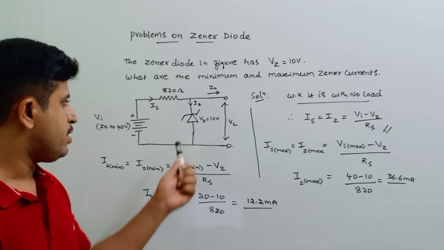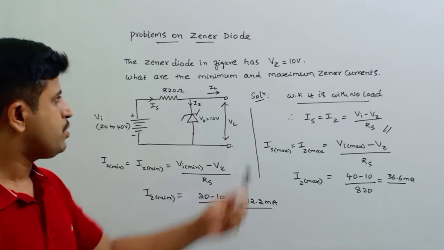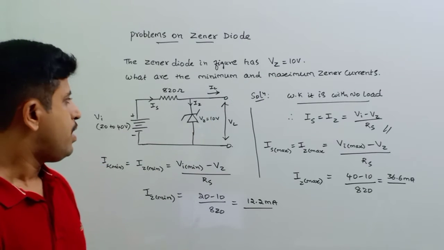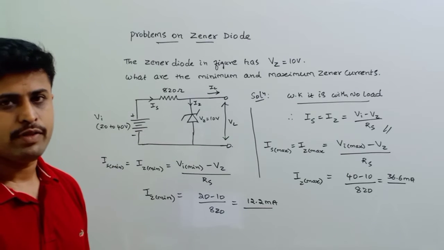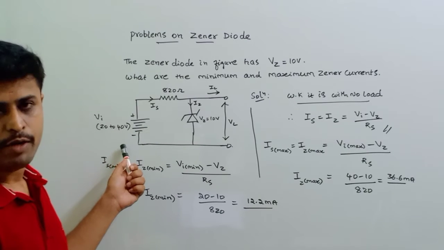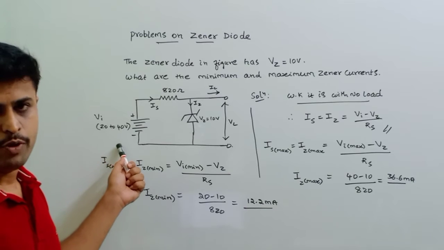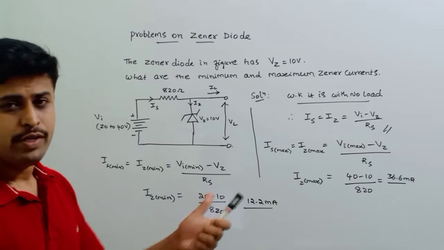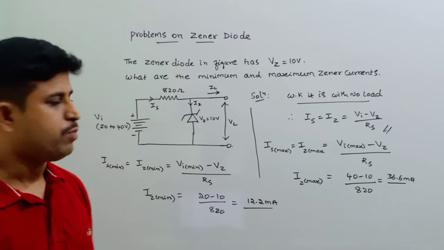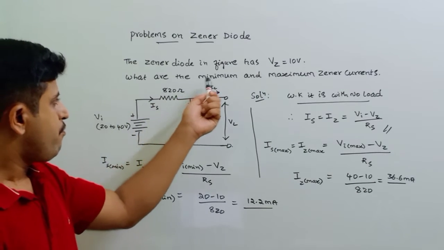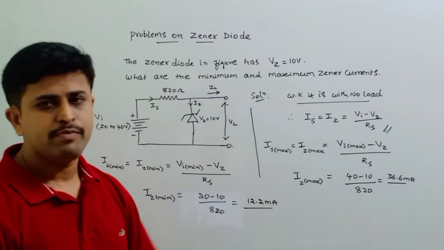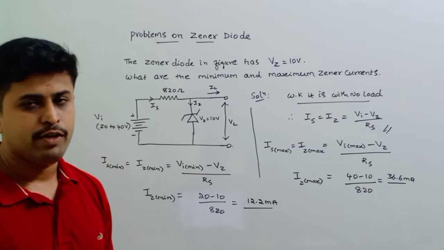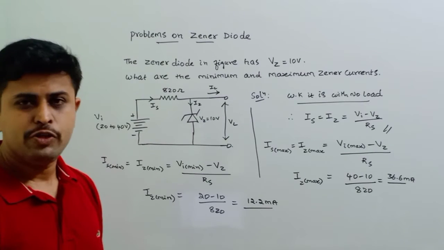They have given a Zener Diode in this circuit, and also they have given the Zener breakdown voltage, that is Vz is equal to 10, and they have given the value of the resistance as well as the range of the input voltage, that is between 20 to 40 volts. And what we need to find in this problem: they are asking to find the minimum and maximum Zener currents, that is Iz min and Iz max. We need to find that. So let us do this.